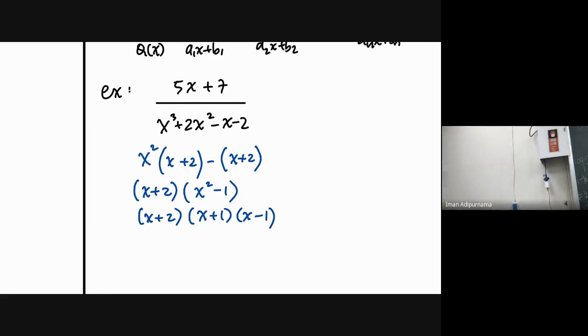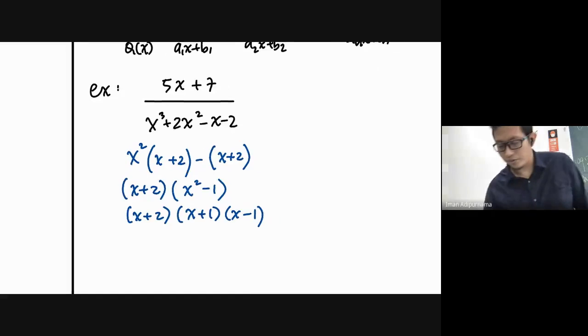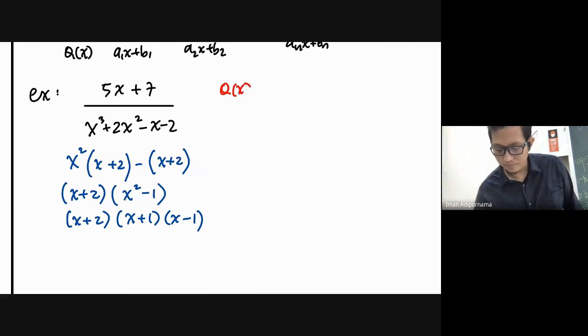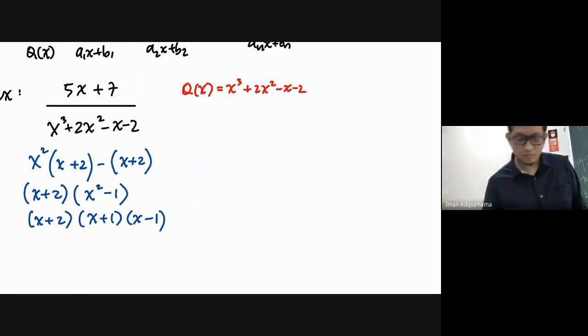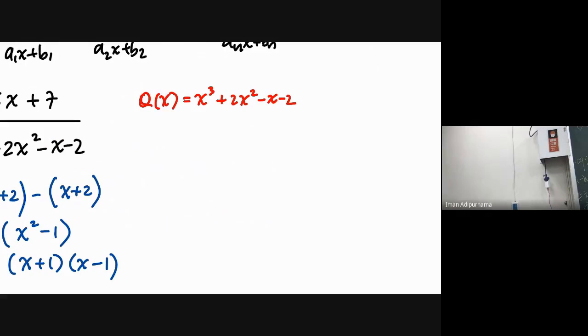we need to assume that some parts of this equation are factorizable. If not, then we cannot solve and we cannot find the partial fraction. So let's think of any number that makes it 0. What number makes it 0? For example, for your q of x, you can try 1 or -1, the easiest numbers to compute.